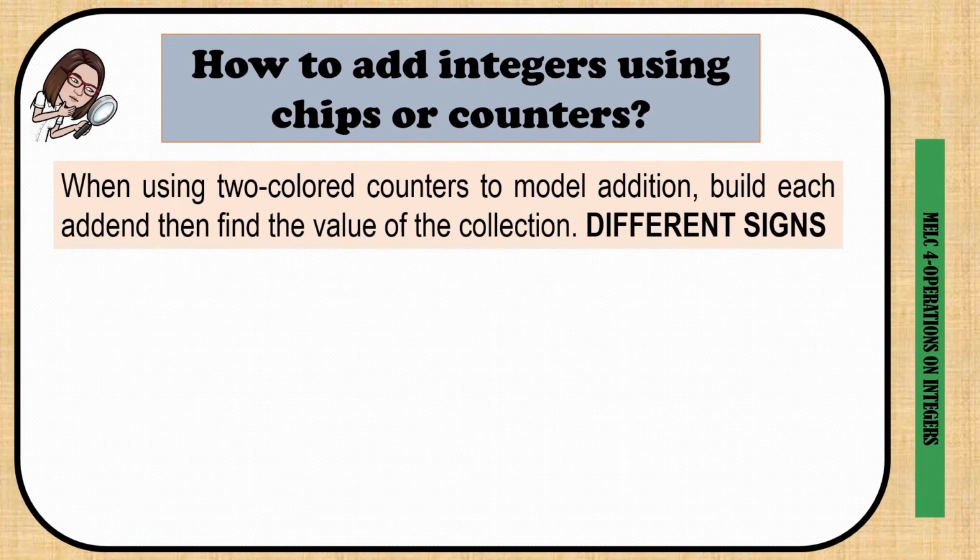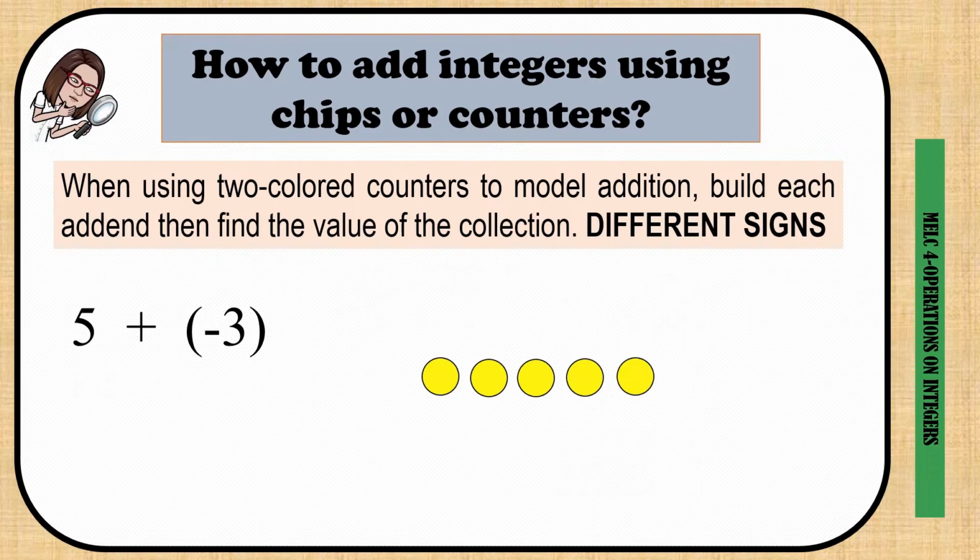Next to that is when using two colored counters to model addition, build each addend, then find the value of the collection, meaning we have different signs. Like for example, we have here 5 plus negative 3. If you have positive 5 and negative 3, let's represent it by counters or chips. Positive is yellow chips, and negative, I will represent by red chips.